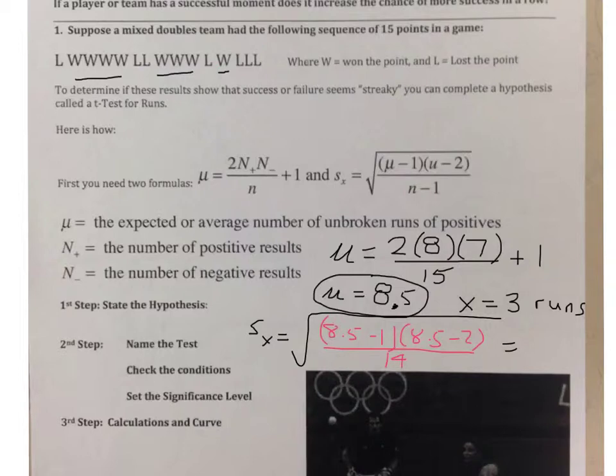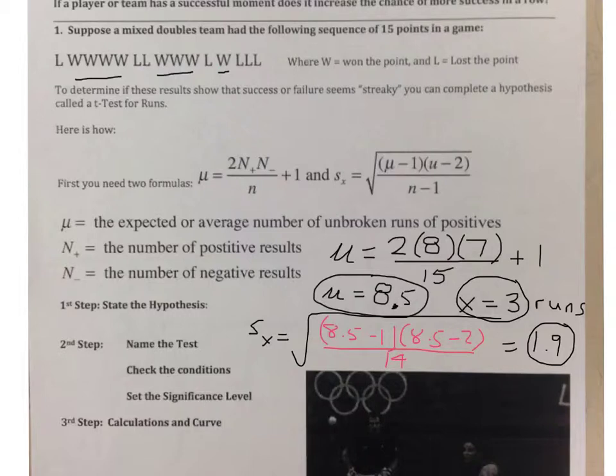So it'd be 7.5 times 6.5 divided by 14 and then square root it. I wouldn't even use the calculator for the numerator there. So what did you get? 1 point what? 1.857. Okay, so we'll just call it 1.9 to make the math come out a little bit simpler.